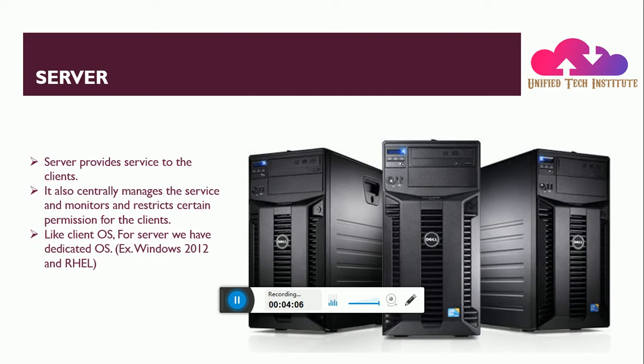Like a normal operating system, there is a special operating system for servers. For example, Windows 2012, and in Microsoft the latest version is Windows 2016. This is one kind of server operating system for Windows-based machines. In the case of Linux, it is RHEL, which we call Red Hat Enterprise Linux, used for Linux-based machines. These are the different types of operating systems we have for servers.